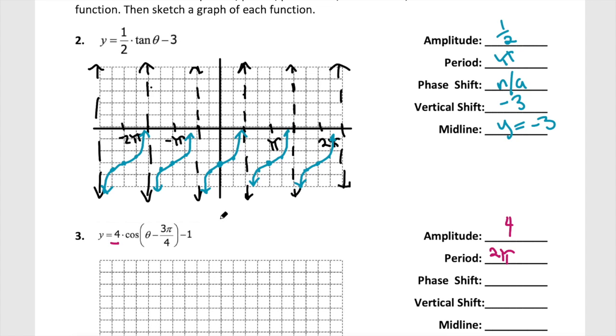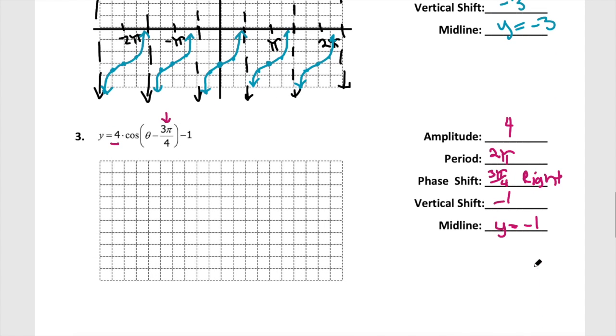There is a phase shift coming from the number inside our parentheses here, and since it's negative, we're going to be going in the positive direction, 3 pi over 4 units, or to the right. We do have a vertical shift. It's getting shifted down 1 unit, so -1, which means our new midline is y equals -1.